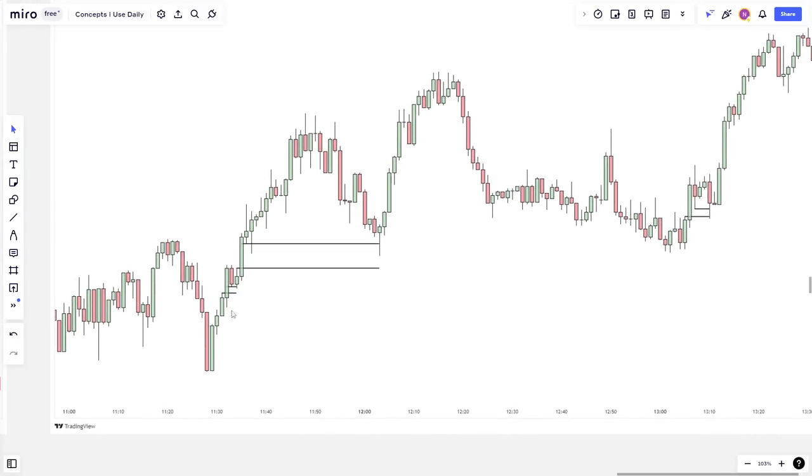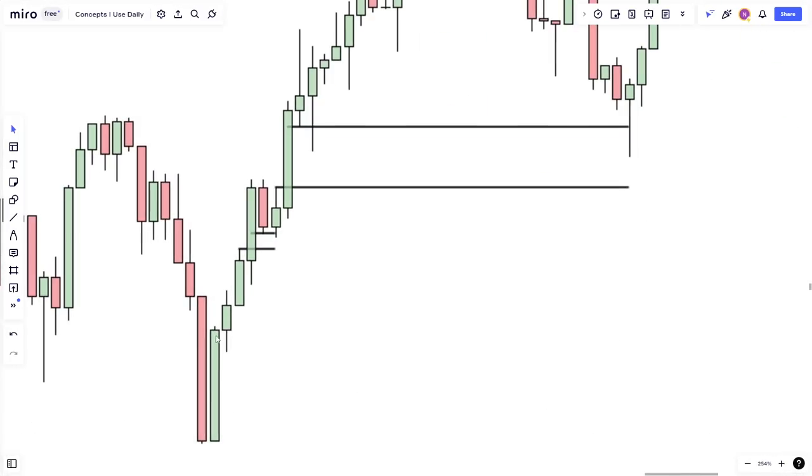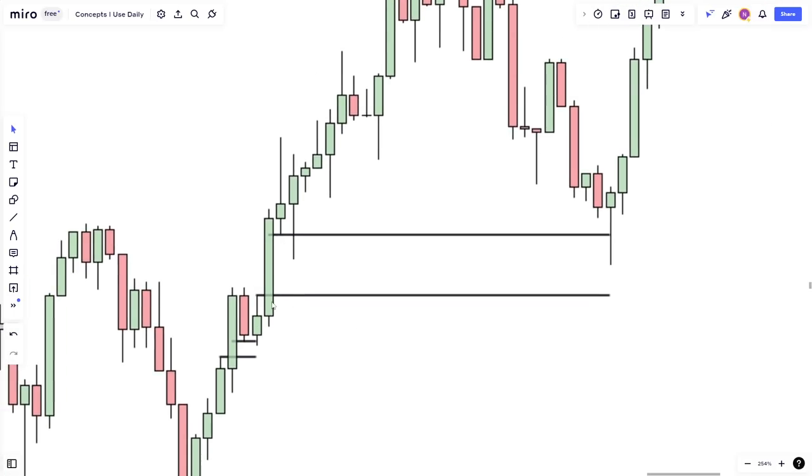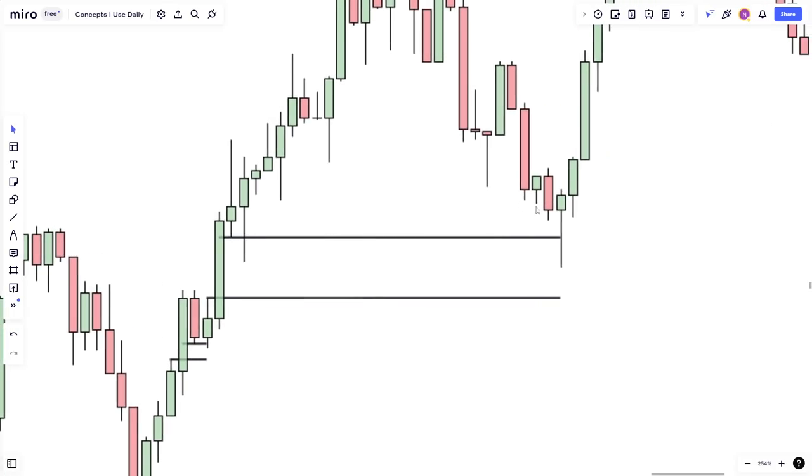Aggression higher, fair value gap. There's candle 1, 2, 3, fair value gap. Again, 1, 2, 3, fair value gap. It mitigates this one, starts going higher. Again, 1, 2, 3, fair value gap. It mitigates it here, mitigates it again here.